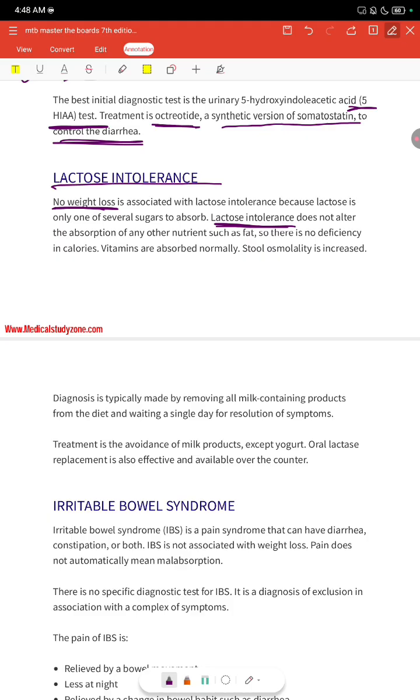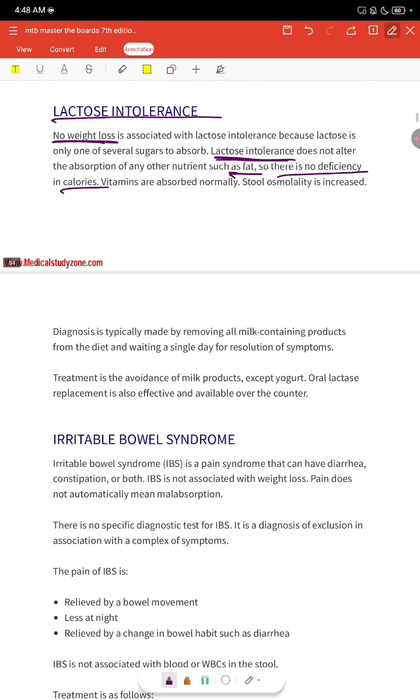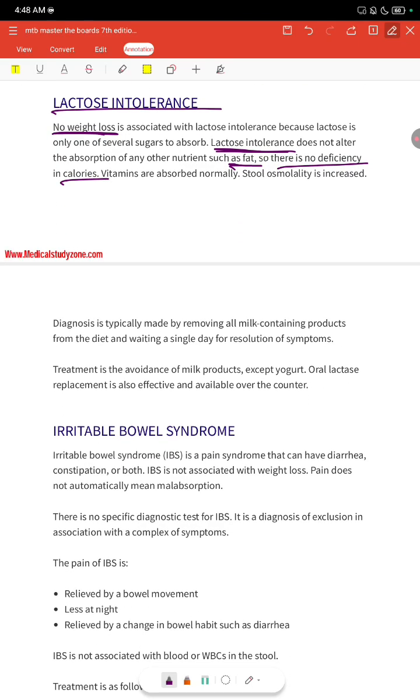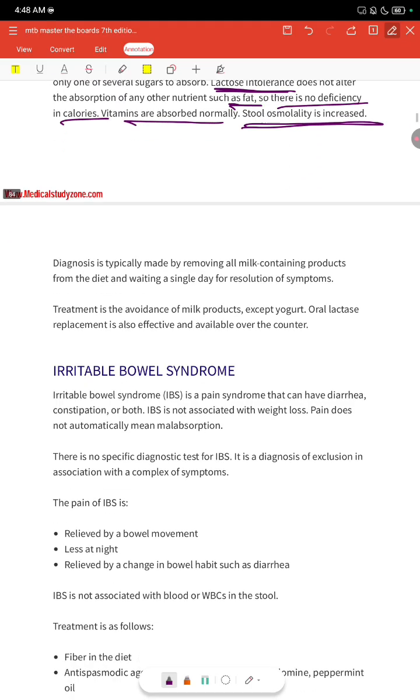So it does not alter the absorption of any other nutrient such as fat. So there is no deficiency in calories. The problem is just with the lactose molecule. Vitamins are absorbed normally, fats are absorbed normally, other nutrients are absorbed normally. Stool osmolality is increased because of the lactose intolerance. The lactose is not absorbed, so it increases the stool osmolality.